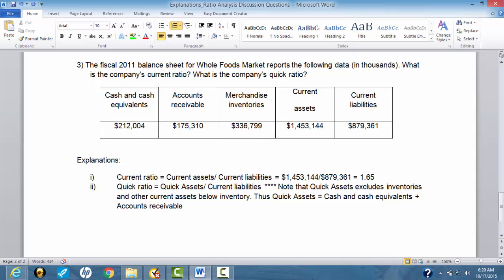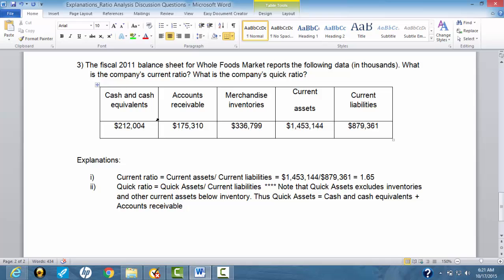Now recall that the quick ratio is a more conservative measure of liquidity, and it is based on the quick assets, which excludes inventory and all current assets below inventory because they are considered to be less liquid. Now, quick assets will be cash and cash equivalents. Now, cash equivalents are near cash items. These are highly liquid debt instruments like certificates of deposits that have an original maturity of not more than 3 months. They are considered to be as good as cash.